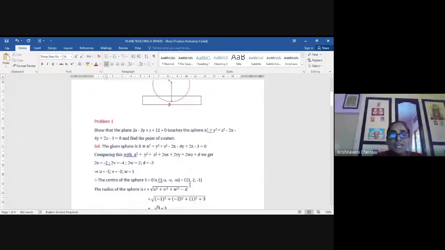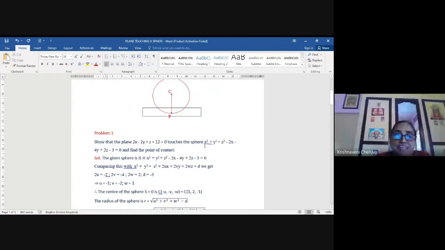So I took the equation of the sphere as S is equal to 0. This is the given sphere, girls, and we are going to find its center. First we need its center, no? So to find the center, what do you have to do? You compare the given sphere to the standard general equation of the sphere. This is the general equation of the sphere, girls. When you compare the equation with the general equation of the sphere, here the coefficient of x is 2u. 2u is equal to minus 2.